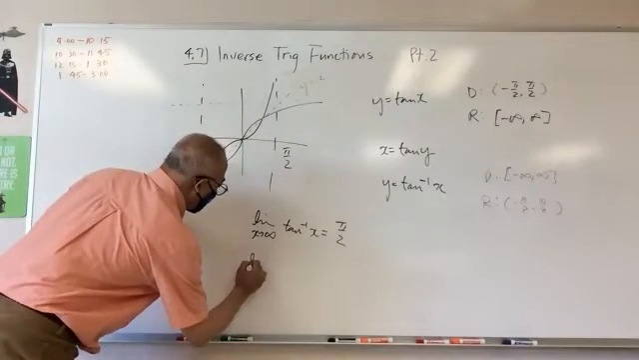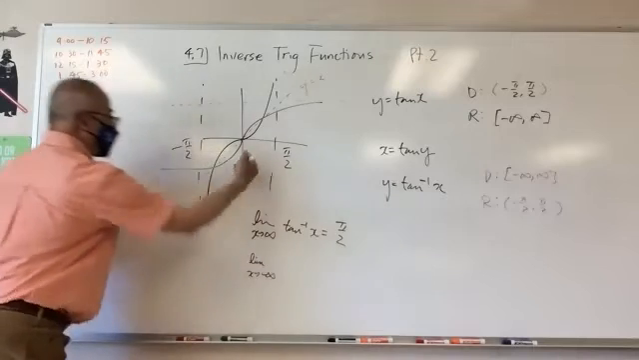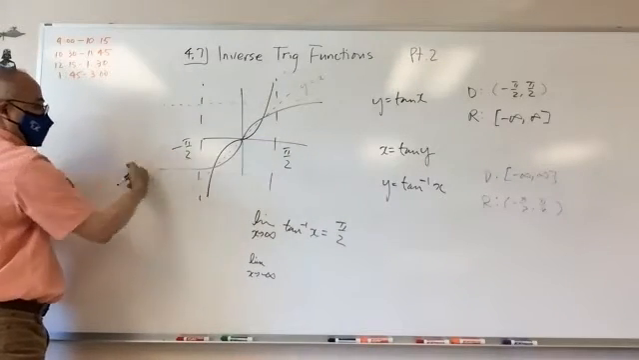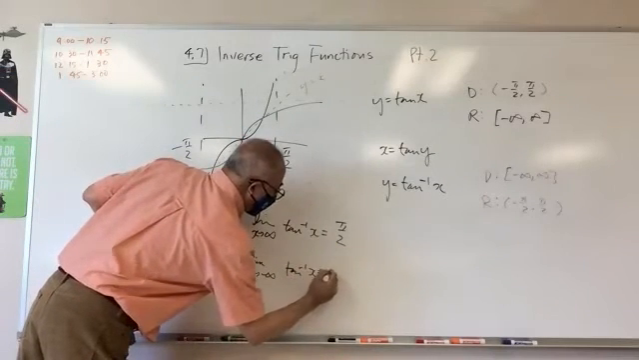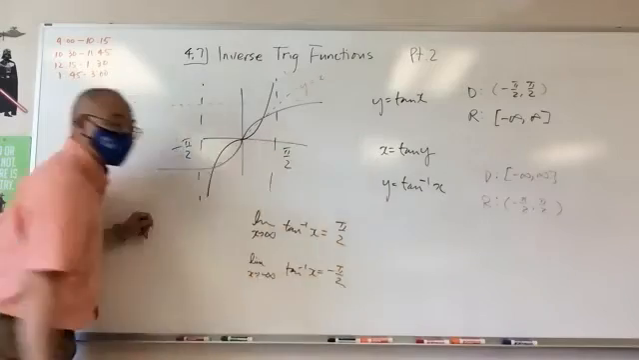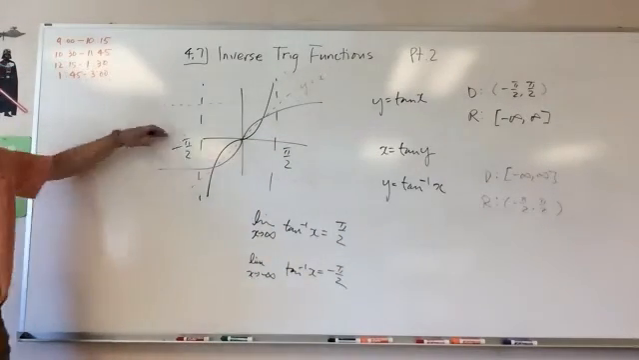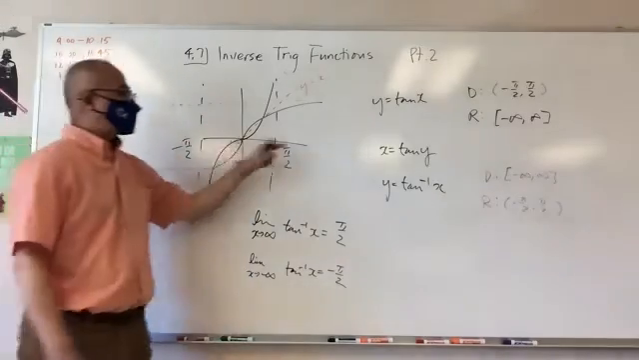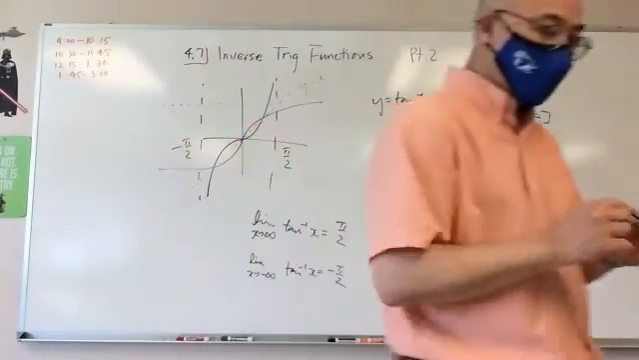And the limit as x goes to negative infinity, which is this way, let's go down here, so it's going to be negative pi over 2. Can you see that? It's pretty simple, really. As it goes this way, it tries to come down here and get to negative pi over 2. As it goes that way, it tries to go to pi over 2. So that's example number 4.